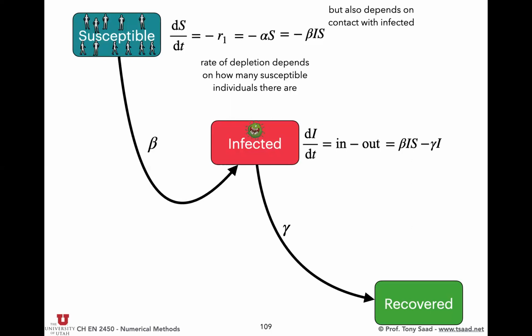Because the larger the number of infected people, the larger the number of people are going to recover. So the rate of recovery is going to be proportional to the number of infected people, okay? And then finally, the rate of recovered people, we're only going to add people to the recovered category, correct?